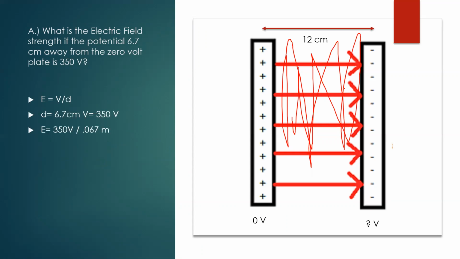We're just going to plug and chug. It'll be 350 volts, but we're going to convert the centimeters to meters, and we need to do this for every equation that we use distance in. The answer should be 5,223 newtons per coulomb, which is interesting because, as I said before, an electric field exerts a force on any object within this field. Newtons is the same unit that we used for force, so that's how it's correlated with the amount of force needed.